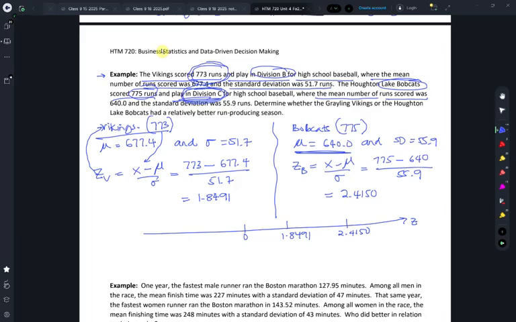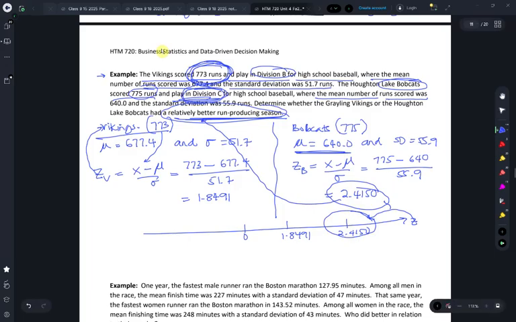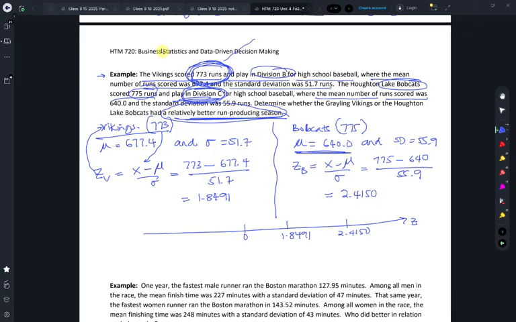In context, the more runs, the better. So the team with the higher z-score is doing relatively better, having a relatively better run-producing season. In this case, that would be the Houghton Lake Bobcats, since their z-score is the higher of the two. Take note that I've been emphasizing that their z-score is higher, and that is because of the context.